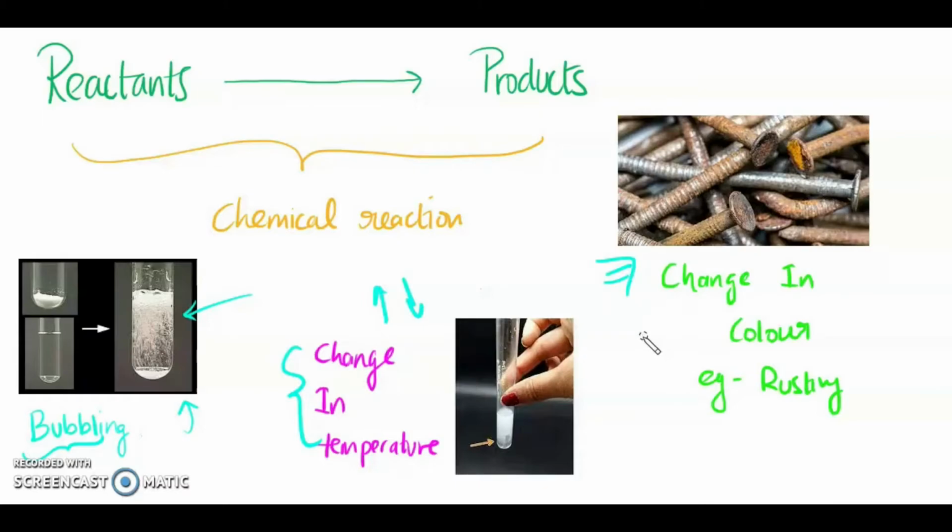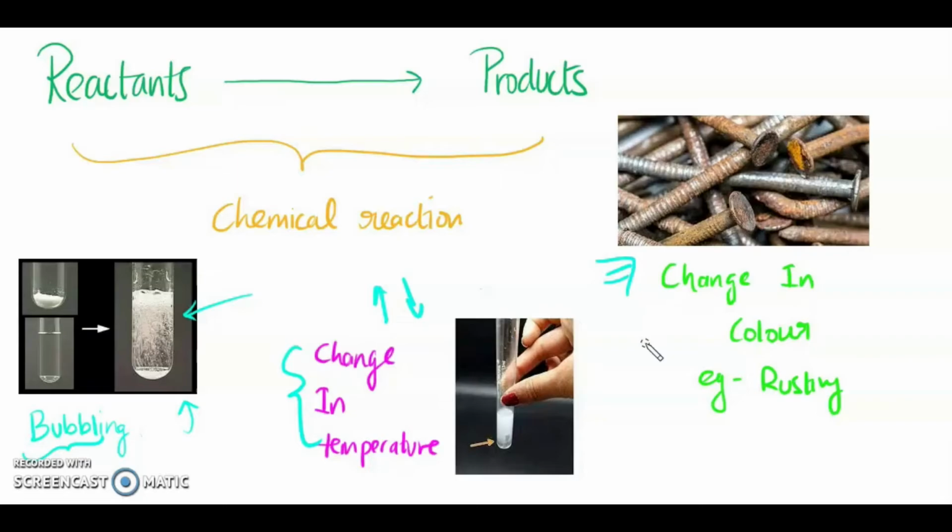Third, we have change in color. And I feel that this is the most exciting thing when we are in a lab, when we see a change in color take place during a reaction. I feel that's pretty cool. So we have change in color. Some reactions produce products that are colored from otherwise colorless reactants.